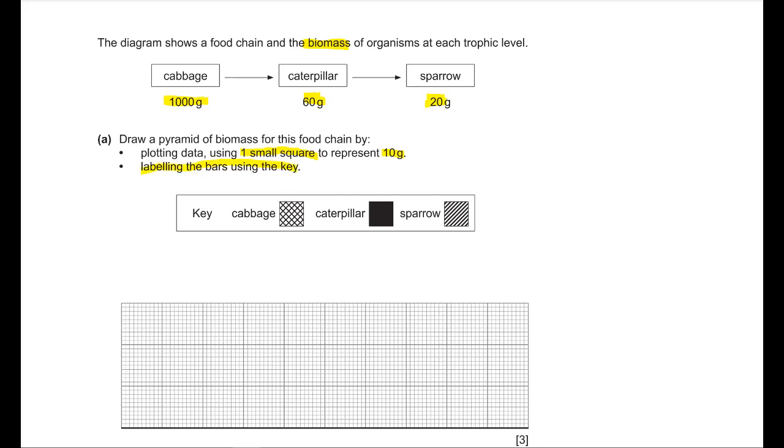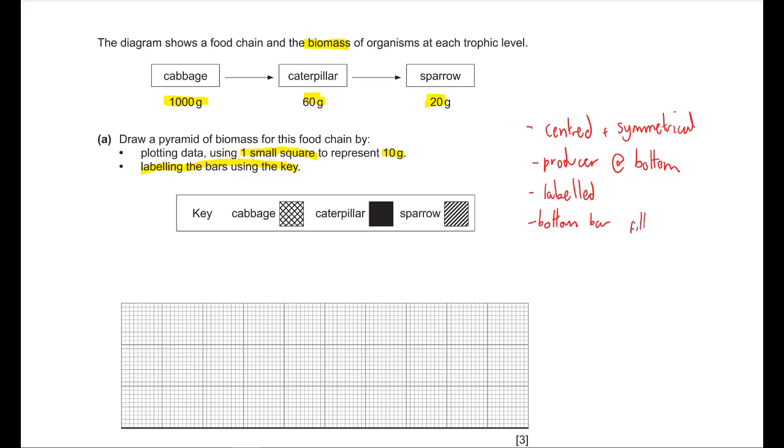Now, the same rules apply for this. It has to be centered. The producer is at the bottom. I should say it's centered and symmetrical. It's labeled. And the bottom bar fills the space or the width. So, cabbage at the bottom, 1,000.